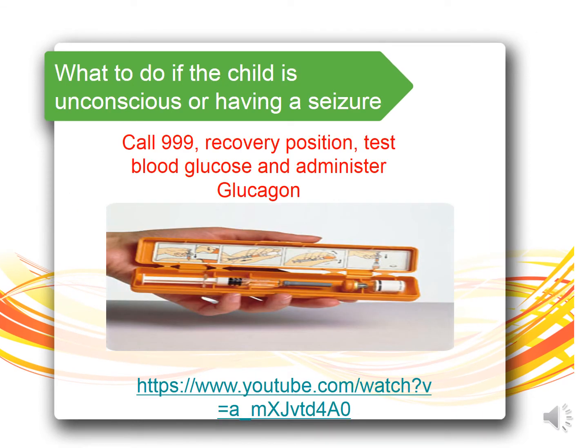What to do if the child is unconscious or having a seizure? Call 999 straight away, and a member of staff who has received this training can administer glucagon. This is the emergency hypo kit that is in the orange box, which is usually kept in the fridge. The link below is a YouTube video of how to administer this.